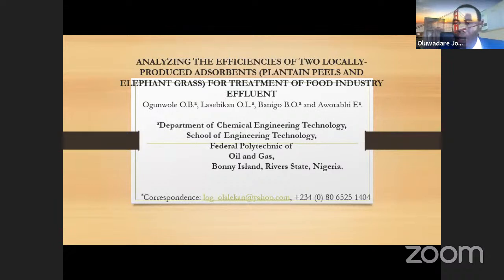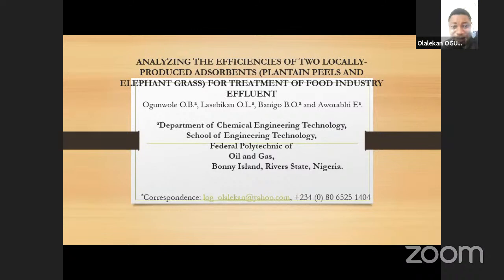I'm talking about my second topic for today, which has to do with analyzing the efficiency of two locally produced absorbents, which are plantain peels and elephant grass, for the treatment of food industry effluent. I'm presenting from Bonny Island, from the Department of Chemical Engineering Technology, Federal Polytechnic of Oil and Gas, Bonny, River State.